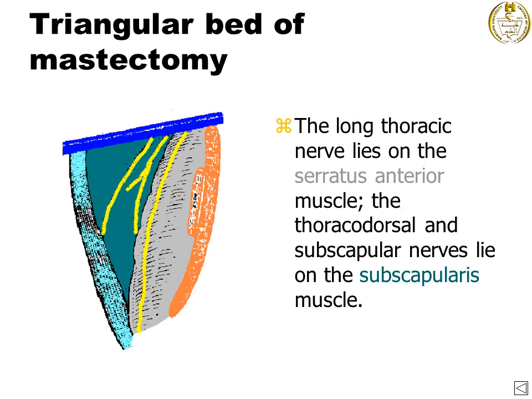The content of the triangle: the long thoracic nerve lies on the serratus anterior muscle. The thoracodorsal and subscapular nerves lie on the subscapularis muscle.